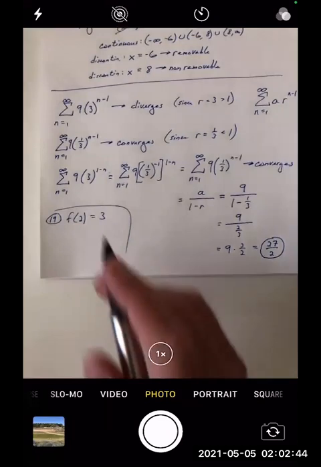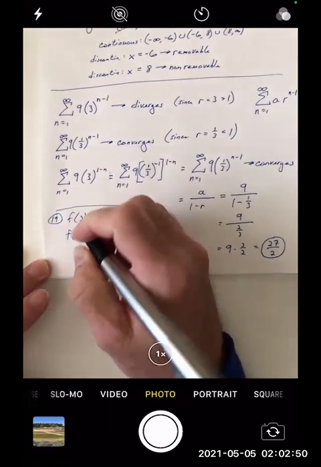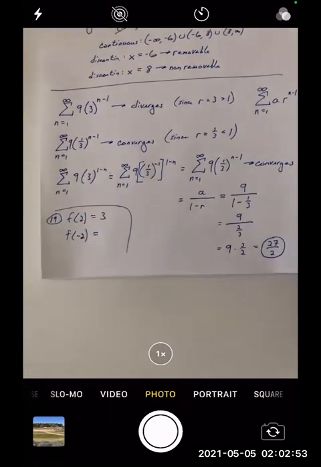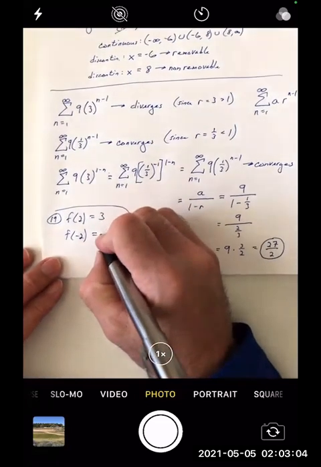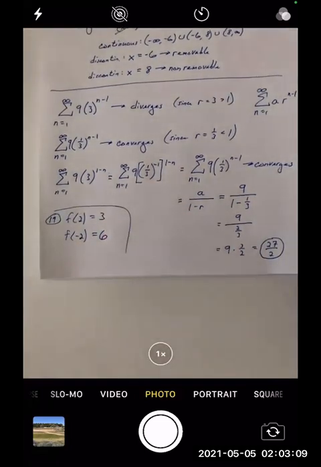It didn't ask this either, but just in case, what is f of negative 2? It'd be 6, because again, that's where the point is. So you're looking for the point or the closed circle to give you the corresponding y value. All right, got it. Thank you. You're welcome.